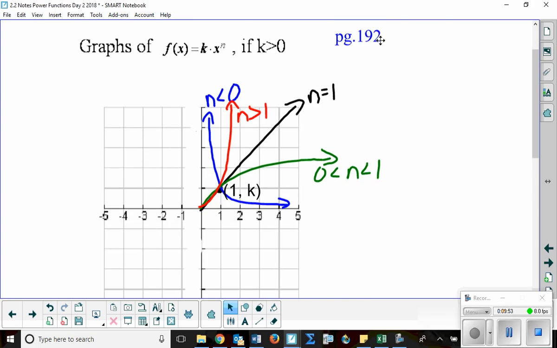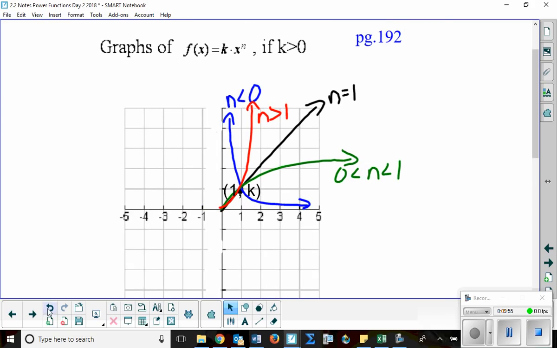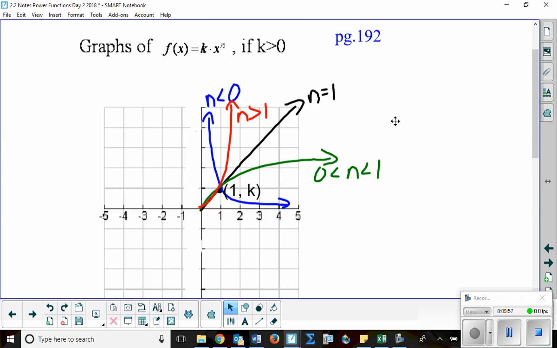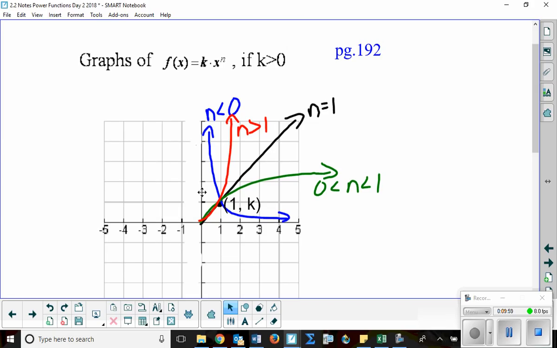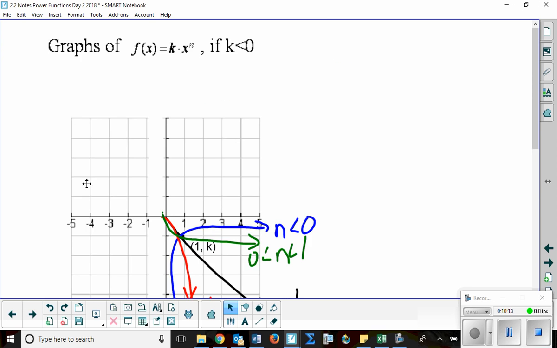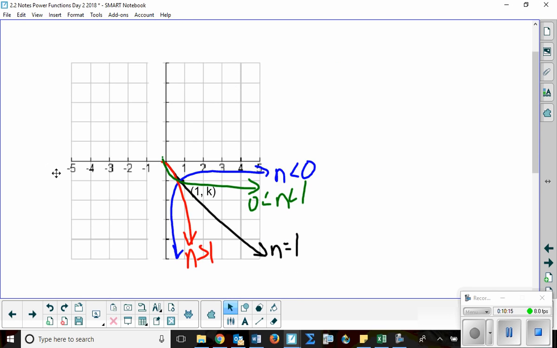I don't know if that's really the right page number that it is in the book. But this might be something you want to look at. You can color code to see, when the exponent in f of x equals k times x to the n changes, how does that change the look of the graph? That's if k is positive, and then over here would be if k is negative.